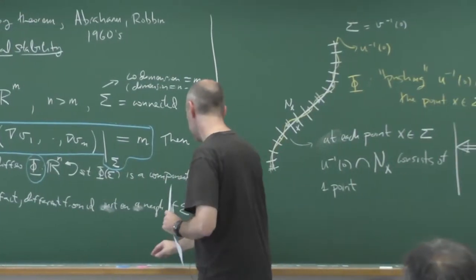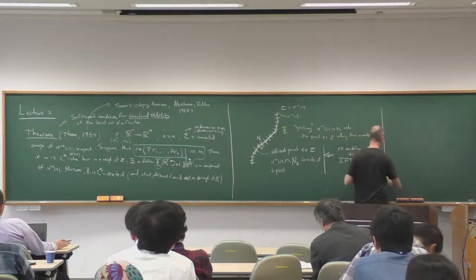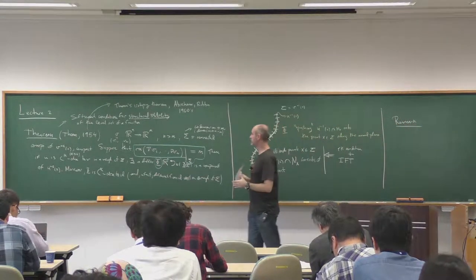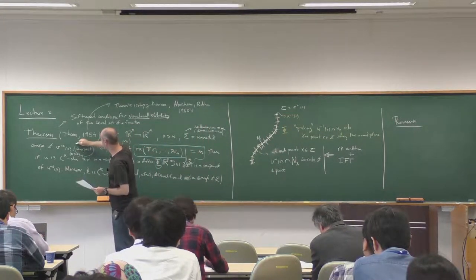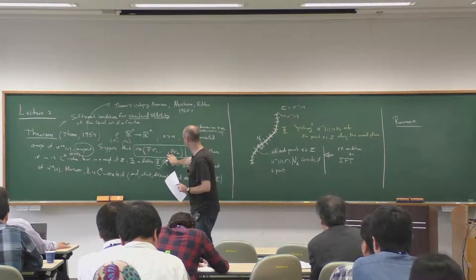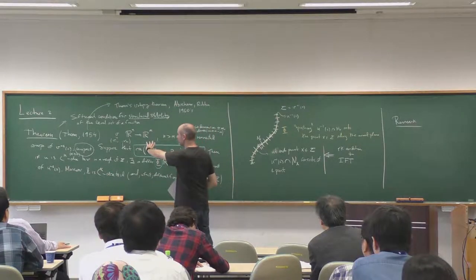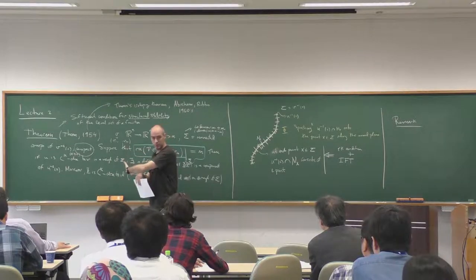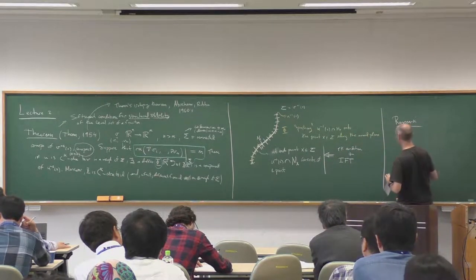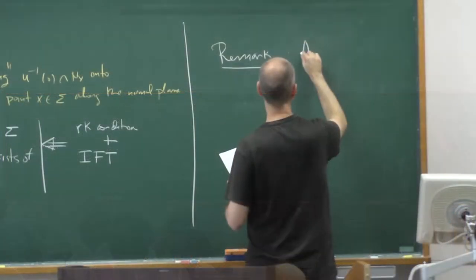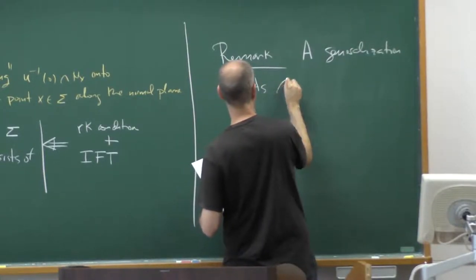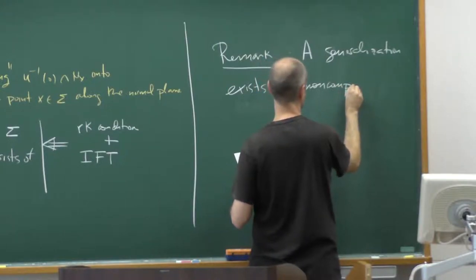So now just a remark about the non-compact case. As stated, this is false if you drop this condition. If you have a component non-compact and you want to ensure structural stability, this condition is not enough. You have examples where this condition is satisfied, but when you perturb your function, the nodal set changes topology. So the point is that you can prove an analogous theorem for the non-compact case. So a generalization exists for non-compact nodal set.